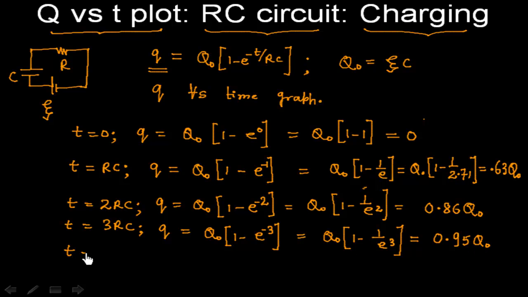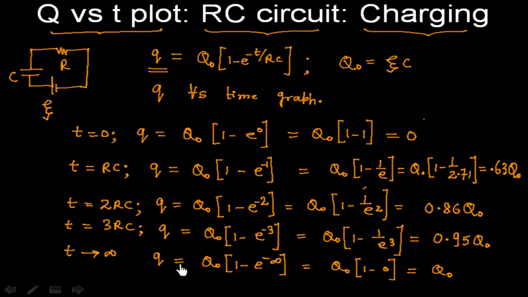Now let us say if t goes to infinity, Q will be Q naught times 1 minus e to the power minus infinity. So this becomes Q naught times 1 minus 0, because e raised to the power minus infinity is 0, so this is basically Q naught. So we have the value of charge at t equal to 0, after 1 time constant, 2 time constants, 3 time constants, and at infinite time.